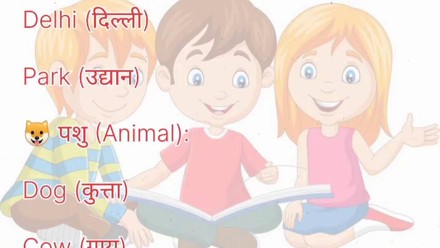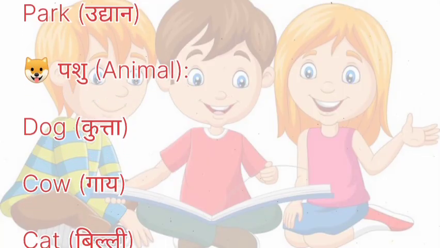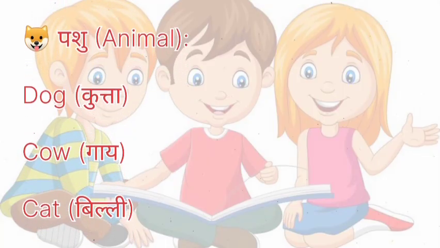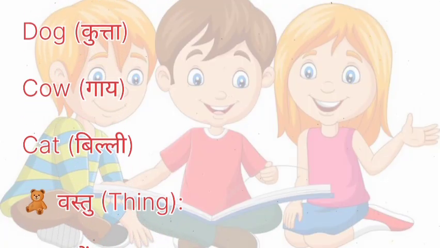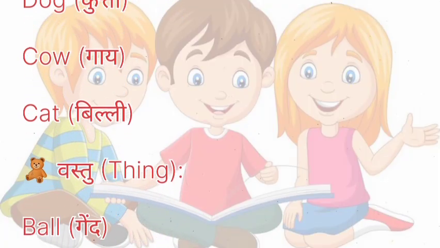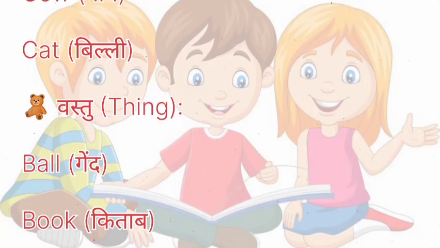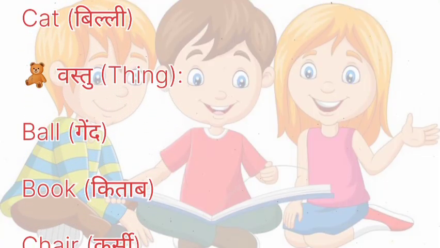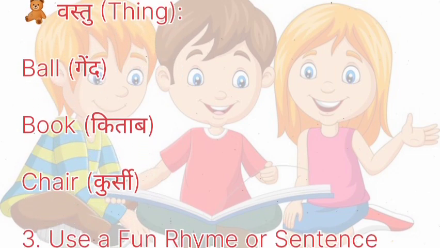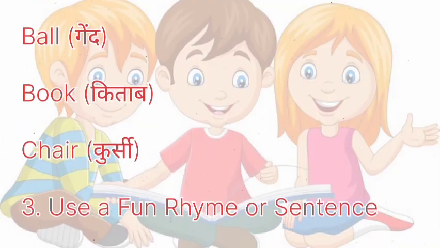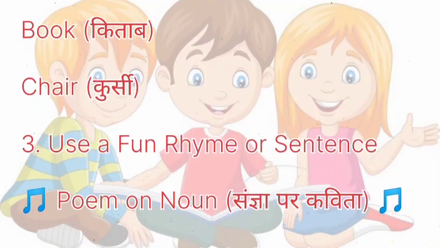Animal names: dog, cow, cat. These are nouns. Things: ball, book, chair. And if you want your teaching to become more interesting, use fun rhymes or sentences like a poem on noun.